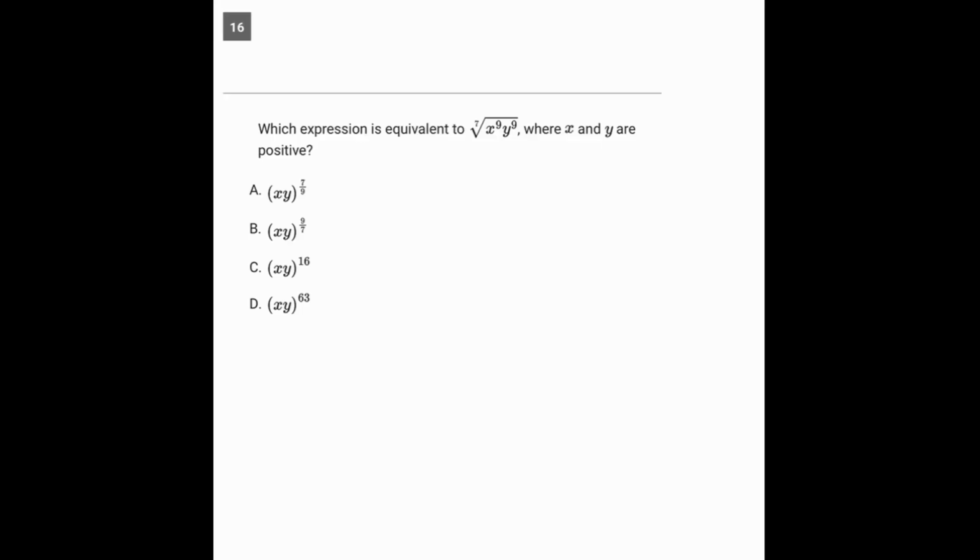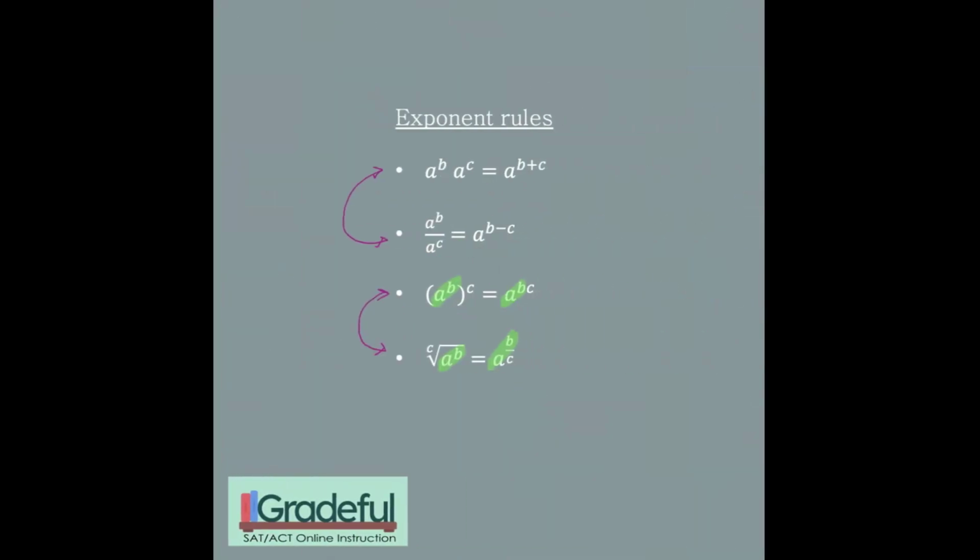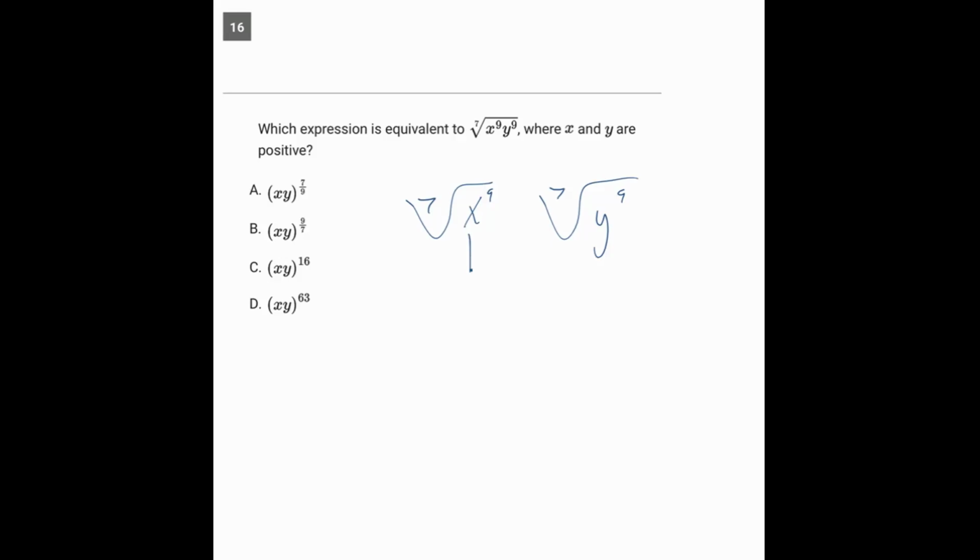So another thing we want to know here is that to make better sense of these things, we should separate them out. So there's nothing wrong with that: the 7th root of x to the 9th and the 7th root of y to the 9th. So now utilizing our 4th rule of kind of memorizing which one goes on the top and which one goes on the bottom of the fractional expression, that would have us saying that this here is x to the 9 over 7, and this one is y to the 9 over 7.